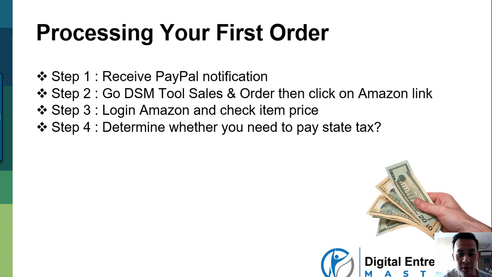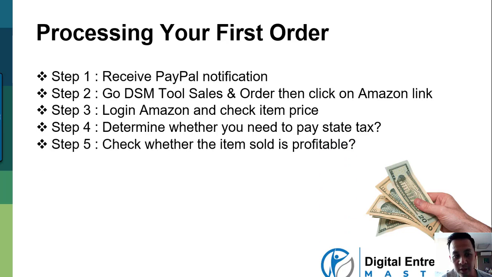Step number 4, to determine whether you need to pay any state tax. So state tax, actually you need to factor it into your selling price, and on the average we factor about 5% on the average of the total sales of the month. Step number 5, check whether item sold is profitable for you. So if it's profitable, then we will purchase the order. If you're making a loss, then we should take a look at what are the steps that you should take.